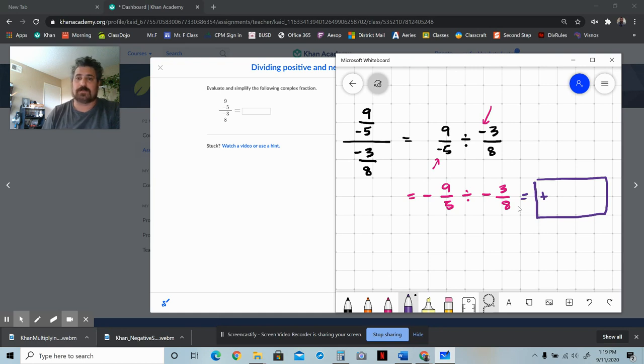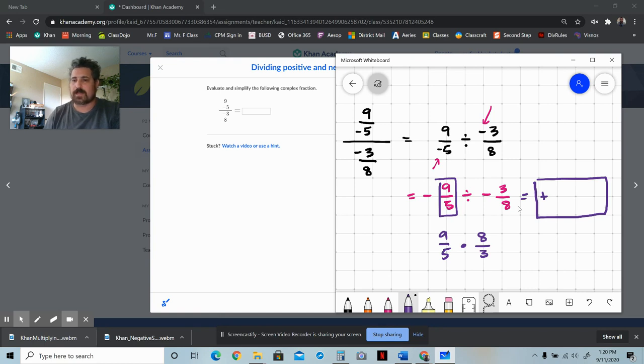And now we're going to do KFC, keep, flip, change. We're going to keep the one on the left the same, 9/5. We can ignore the signs. It doesn't matter anymore. We know it's a positive answer. We're going to change the division to multiplication, and we're going to flip the one on the right to its reciprocal. So 3/8 becomes 8/3. And by bringing those negatives out in front and resolving our sign first, we make this thing a lot less confusing, right? So now we have 9/5 times 8/3.